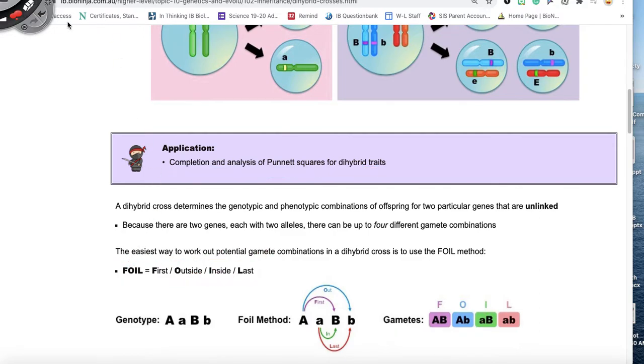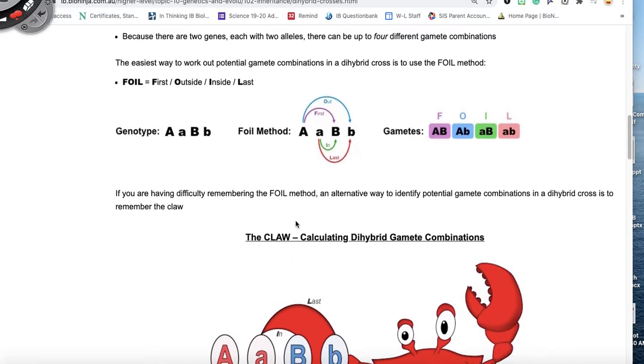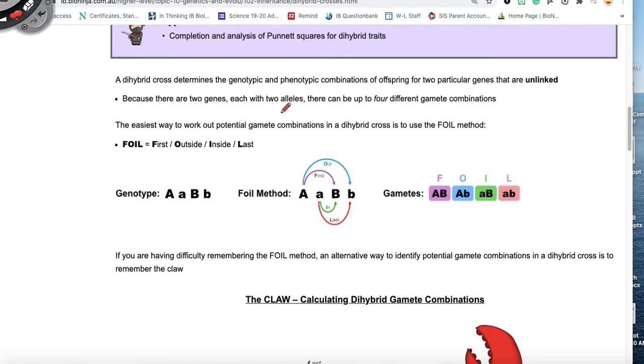Now, here in BioNinja, they give you another possibility, which is called the claw method, where you have to draw a claw like this, and then you do the same thing. First, outer, inner, last, right? But I don't know, whatever works for you. I like the FOIL method. So just what I did in the previous example, right?